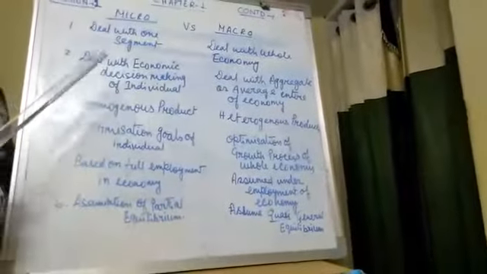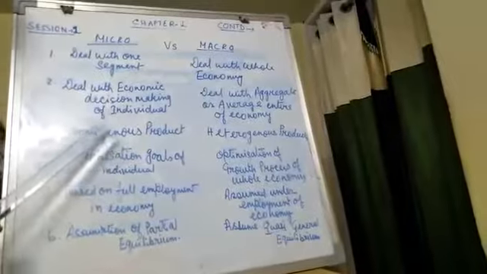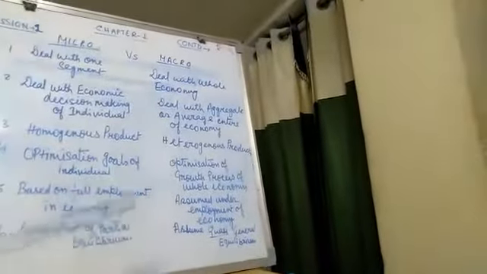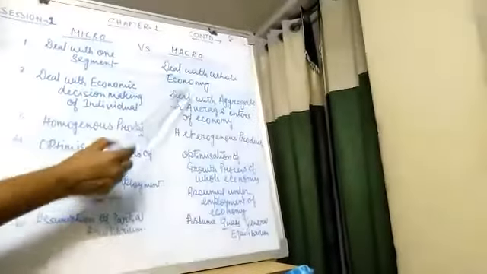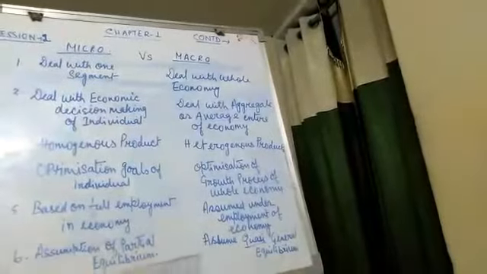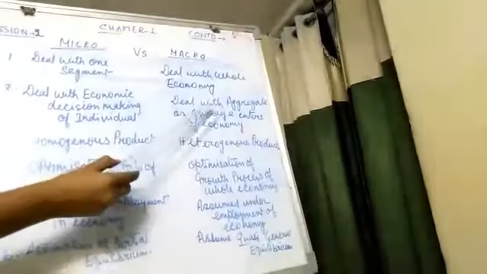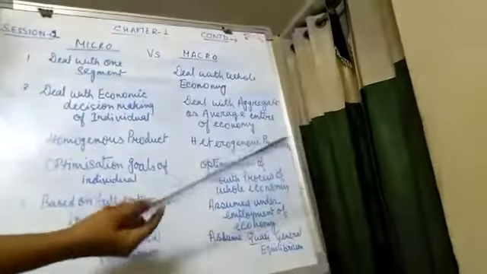the whole economy. Microeconomics deals with the economic decision making process of an individual. Maybe it's a consumer, maybe it's a producer, but a small unit. But macroeconomics deals with the aggregate or average, average means the entire economy is taking the decision. So it deals with the aggregate and average or the entire economy.